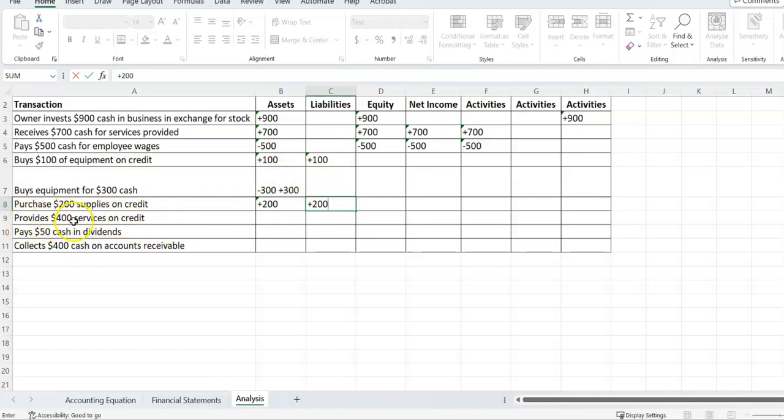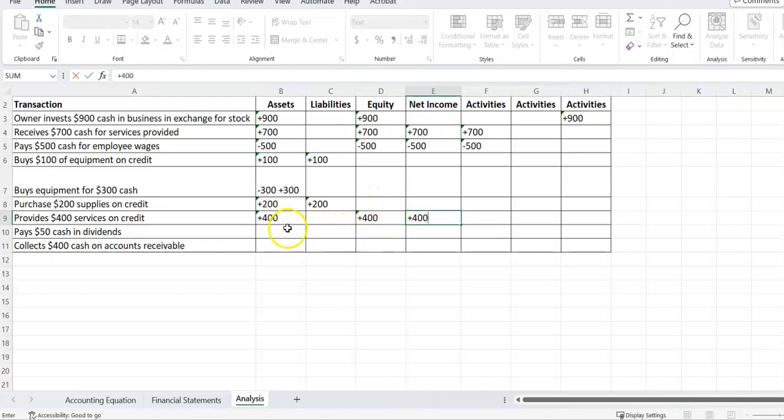Okay. Now we provide $400 in services on credit. So when we buy things on credit, we owe other people money. When we sell products and services on credit, other people owe us money. So now we've increased an asset, $400, because we have an accounts receivable. Someone owes us money. And we've increased equity. We provided services, so that's part of our net income. That's also going to end up on the income statement.